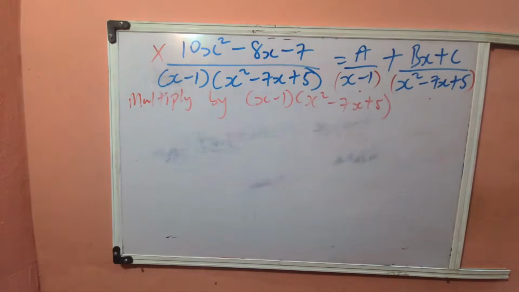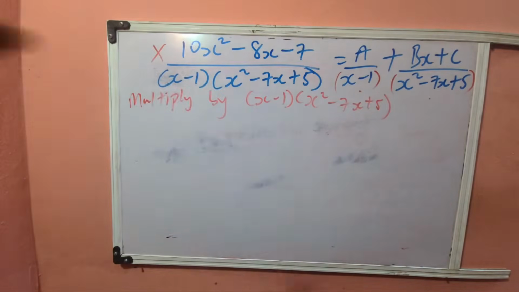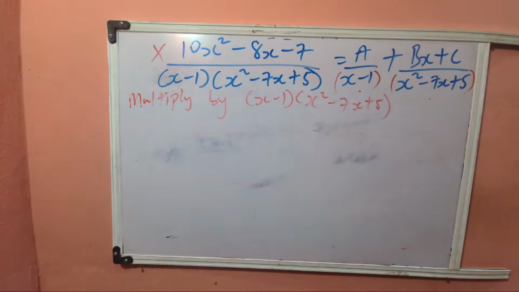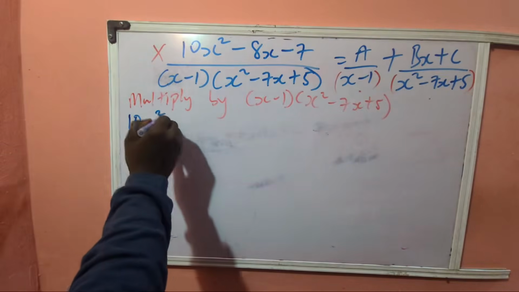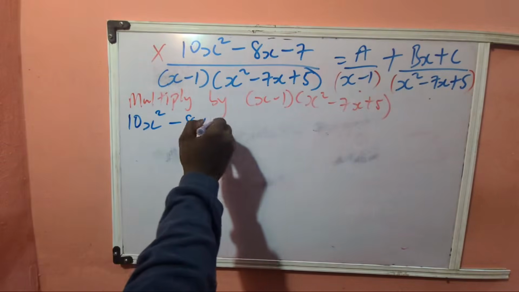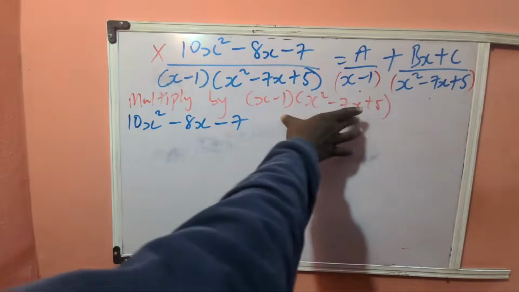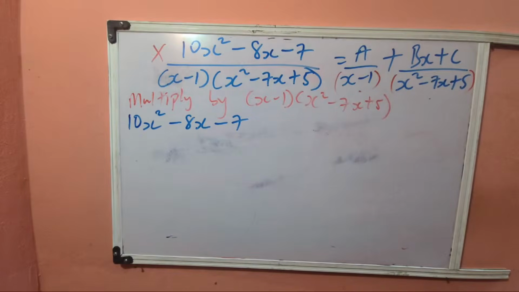So we're going to multiply this equation by that function. Of course, when we multiply this equation by this function, this whole denominator will go, so we don't have to waste time rewriting that. This whole denominator goes away, so we'll be left with just 10x squared minus 8x minus 7. If we multiply this, it will cancel the denominator. So let's see what happens for this other side.